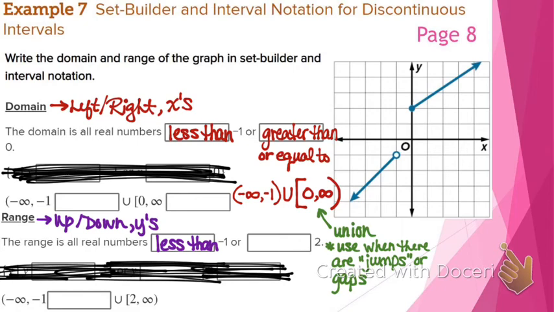Then I would have to pick my pencil up and jump, right? Where am I on the y-axis now? 2. And above that, how do I say above? Greater than. Do I get the "or equal to"? Yes. Greater than or equal to positive 2.